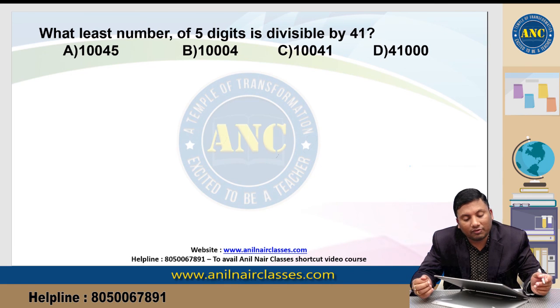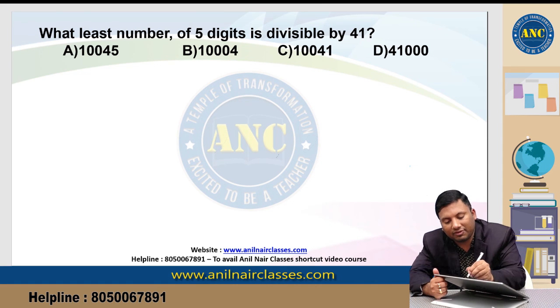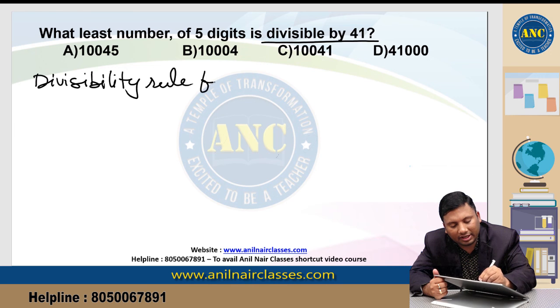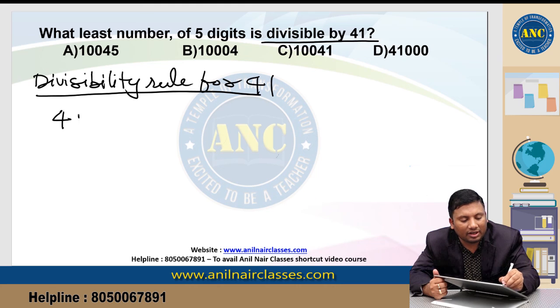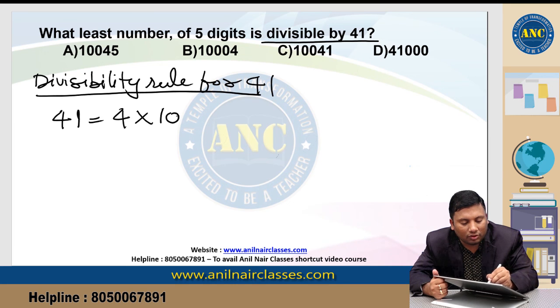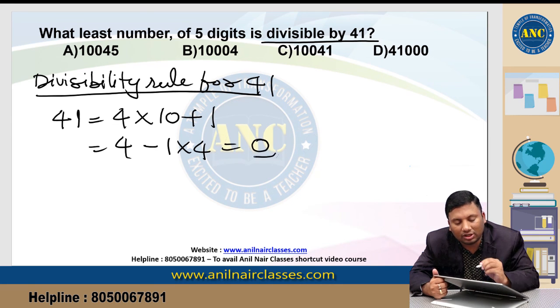Right? Now, what least number of 5 digits is divisible by 41? Divisibility rule for 41. What is the divisibility rule for 41? 41 is nothing but... Can I write 41 as 4 into 10 plus 1, or 1 into 4 minus 4? It is nothing but 0, right?